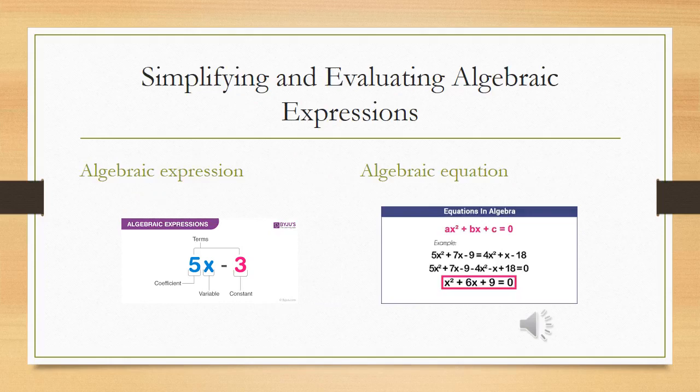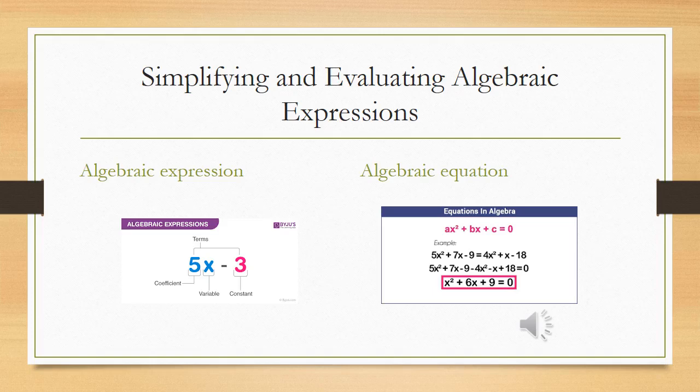Now considering the first topic, that is simplifying and evaluating algebraic expression. First of all, we have to know what algebra is. There are three parts of mathematics. First one is arithmetic, second one is geometry, and the third one is algebra. Basically, in algebra, there are some unknown values which we have to find the answer of.